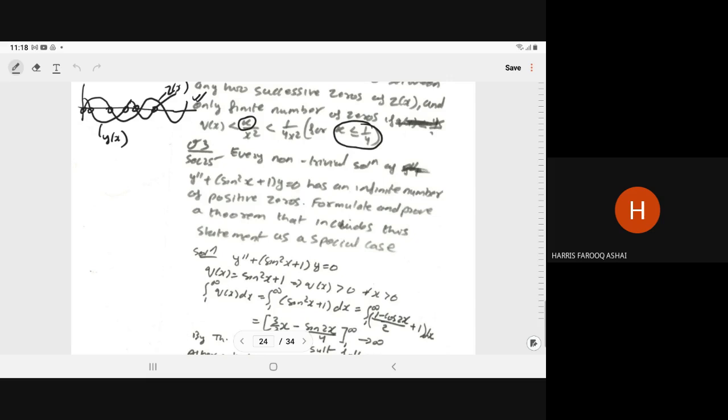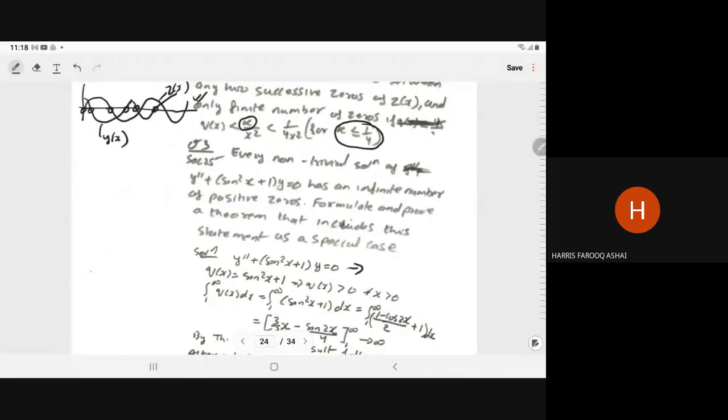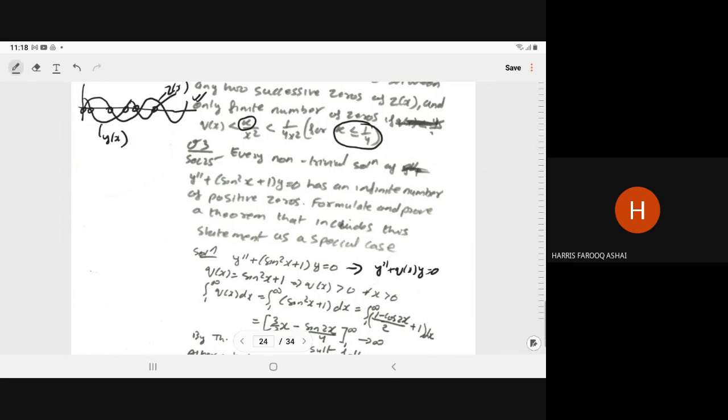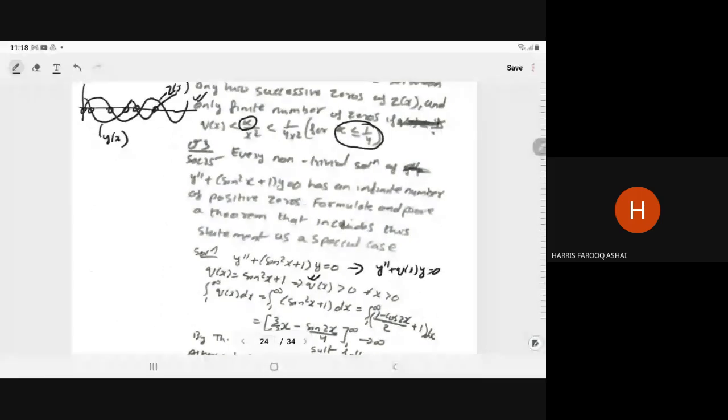So here we have the differential equation y double dash plus sine square x plus 1 into y is equal to 0. It is of the form y double dash plus q(x) y is equal to 0, where q(x) is sine square x plus 1. We know that sine square x is always positive, plus 1 is always positive. So q(x) is always positive for all x.